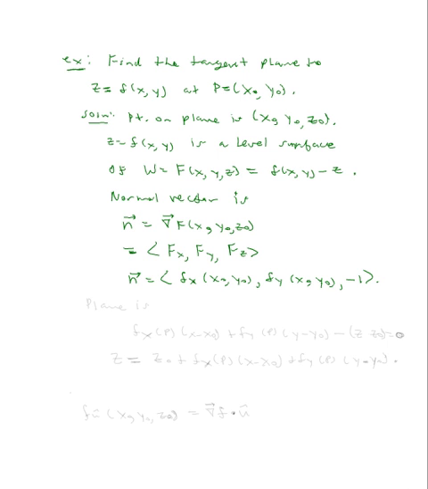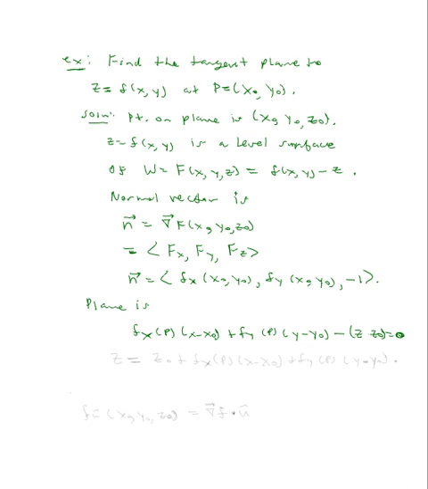So our tangent plane is f sub x at P times x minus x sub 0, plus f sub y at P times y minus y sub 0, plus negative 1 times z minus z sub 0 equals 0.